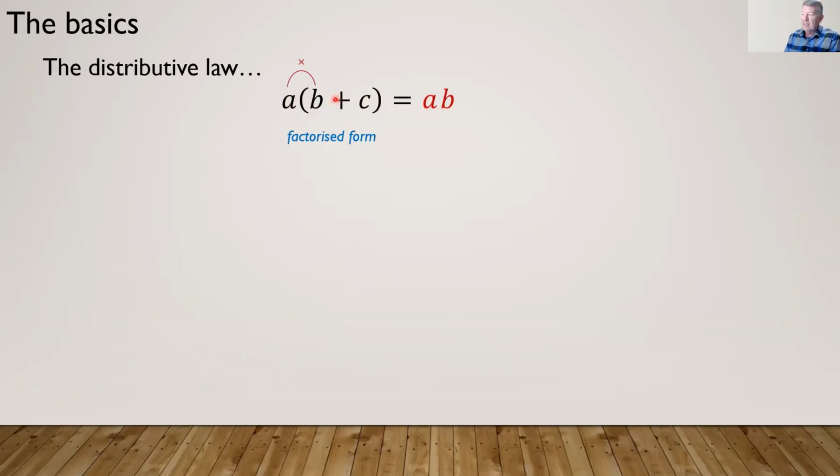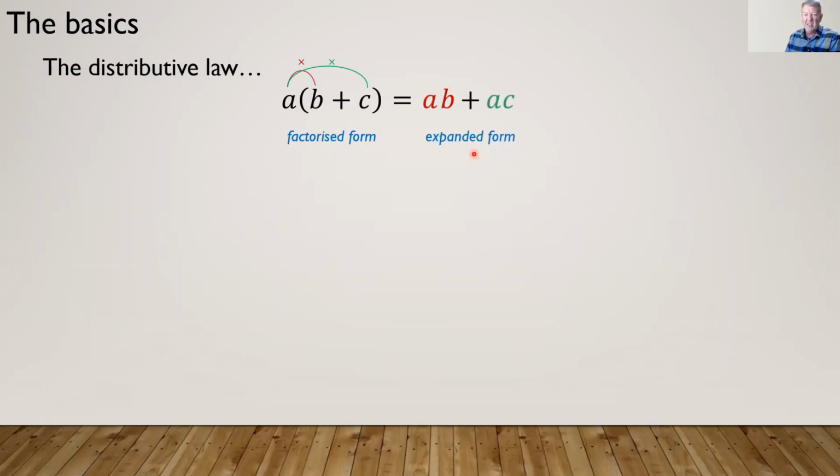Now we have a plus here. Now this is a positive. This is one bit we'll go through many times in this video. Positive and positive make a positive, a plus. Next thing we do, we have to distribute that A across the C as well. So A times the C, which gives us AC. This is in expanded form.